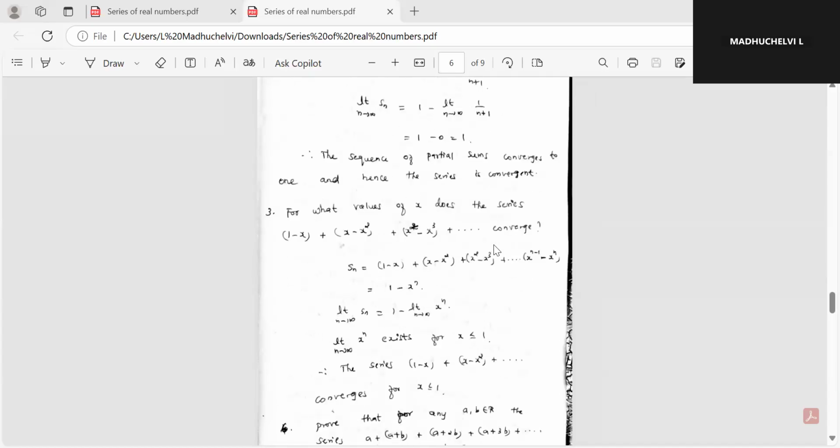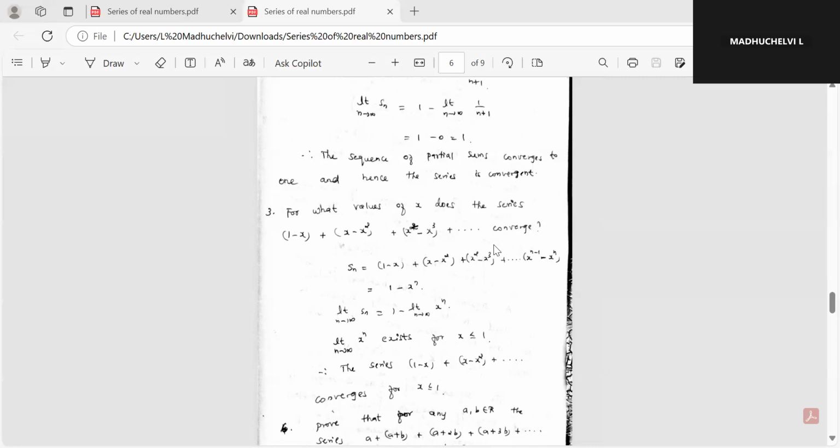Next problem. For what values of x does the series 1 minus x plus x minus x squared plus x squared minus x cube plus etc. converge? For what values we have to find?